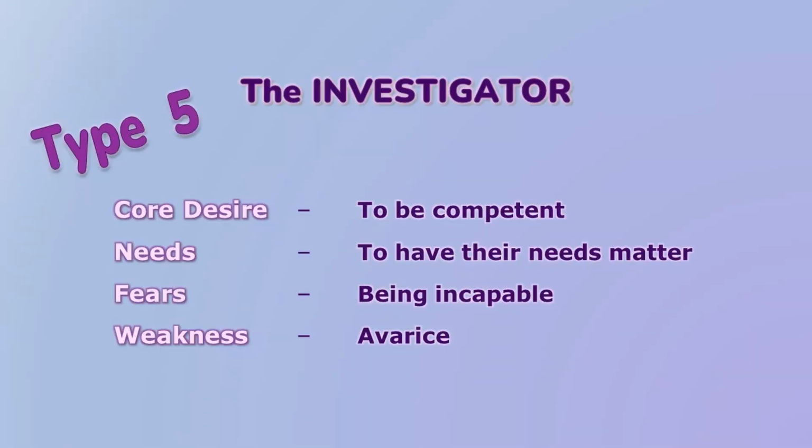A type 5's core desire is to be competent and they need themselves to matter. They fear having too many obligations that they cannot handle to be placed upon them, and their weakness is stinginess or avarice. So they hold back certain things because they feel they will need it sometime later, or they feel they don't have enough of it. So the characters I think fit this description are Sahadeva and Dhritarashtra.